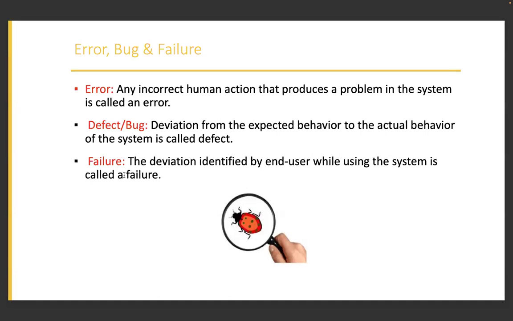And the last one is failure, guys. Failure is nothing but whenever we are deviating from the result. If you are expecting X and you got Y, that will come under failure, guys. So failure basically means if you are expecting X and you got Y, that will come under failure.